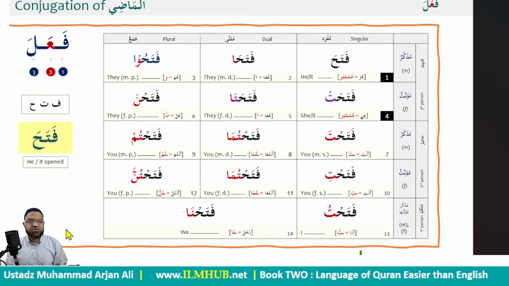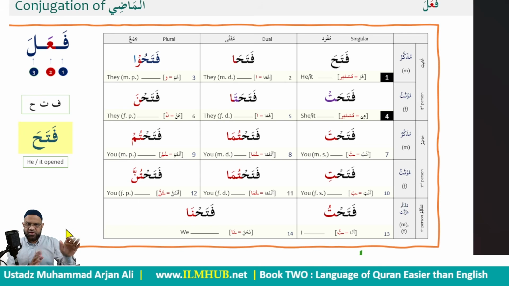So let me repeat one more time, inshallah ta'ala. First, I'm going to do it with the pronoun, so it sticks in your head, then I'm going to do it without the pronoun. So I say, huwa fataha, huma fataha, hum fatahu, hiya fatahat, huma fatahata, hunna fatahna, anta fatahta, antuma fatahtuma, antum fatahtum, anti fatahti, antuma fatahtuma, antunna fatahtunna, ana fatahtu, nahnu fatahna.